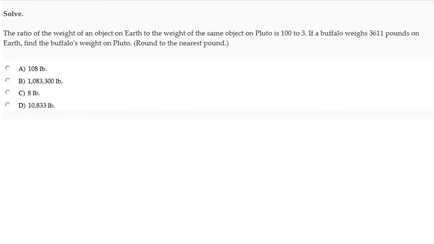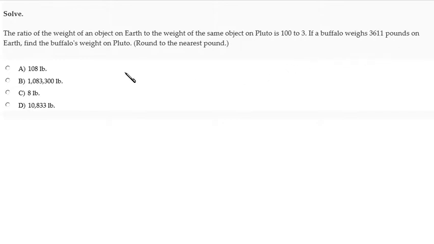Solve. The ratio of the weight of an object on Earth to the weight of the same object on Pluto is 100 to 3. If a buffalo weighs 3,611 pounds on Earth, find the buffalo's weight on Pluto. Round to the nearest pound.